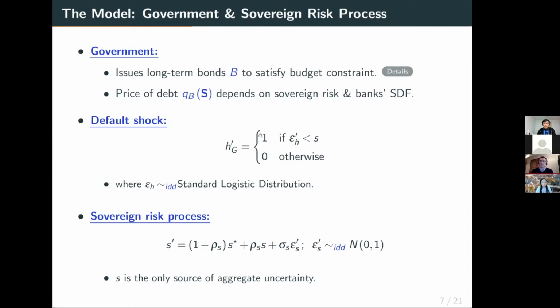And notice that this depends on two additional things. It depends on this epsilon prime H shock, which is just an IID shock. And it also depends on the level of this S variable. And I'm going to interpret that S as a sovereign risk, because the larger the level of that variable S, the more likely that, for whatever realization of this epsilon prime shock that you have today, the government will default, okay? So that is completely exogenous in the model. And for simplicity, this sovereign risk process is going to follow this very simple AR1 process that you have here. And that is the only source of aggregate uncertainty in the model, okay? So that is going to be the unique aggregate shock that I have in the model.